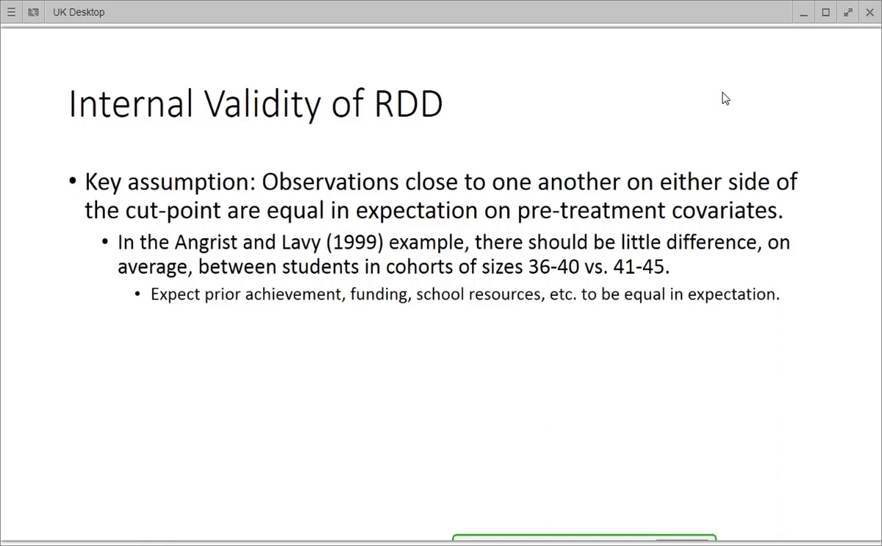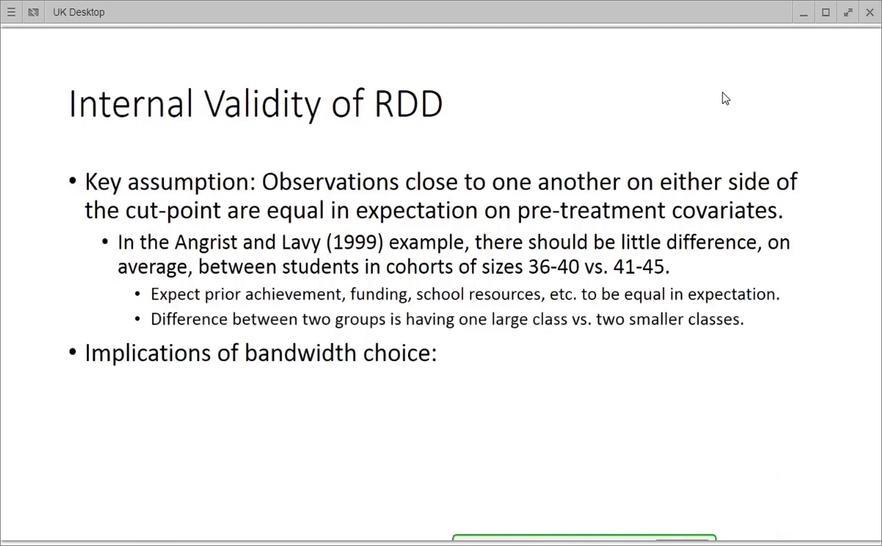The only difference between that cohort of size 40 and the cohort of size 41 is that the cohort of size 41 gets the intervention of being able to have the students in a smaller class versus a larger class. Okay? The difference between the two groups is one large class versus two smaller classes.